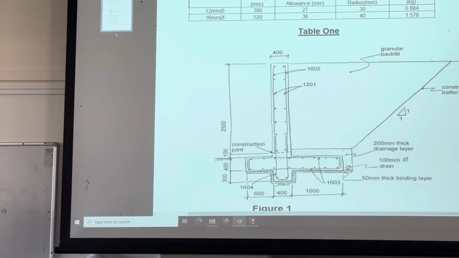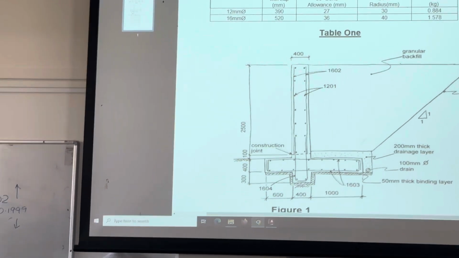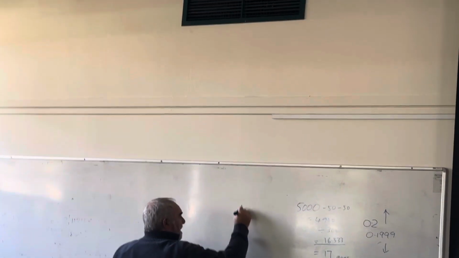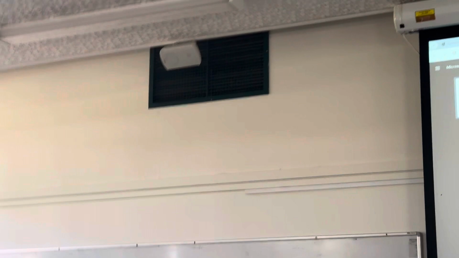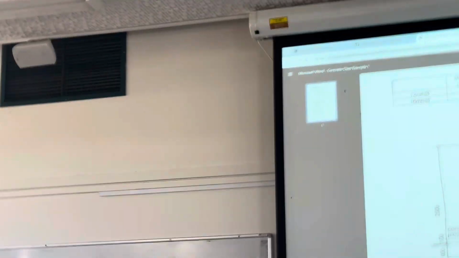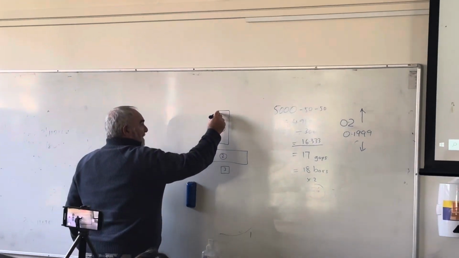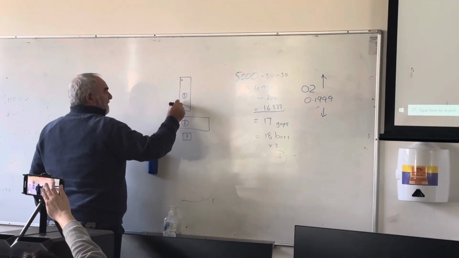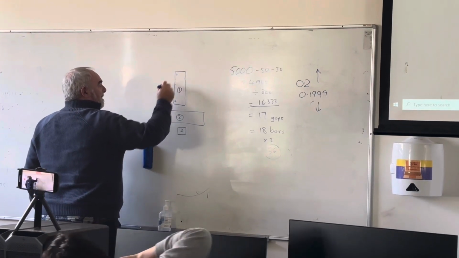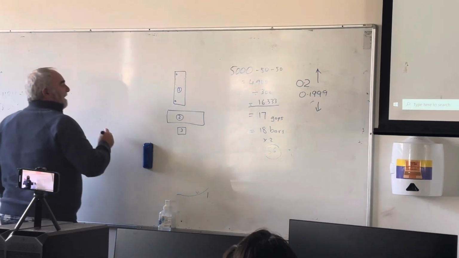So the area 1 we'll call it. Let's just go here, call it area 1, we'll call that area 2, and we'll call that area 3. So we've got bars distributed all the way along here. We're going to work out how many of them there are.